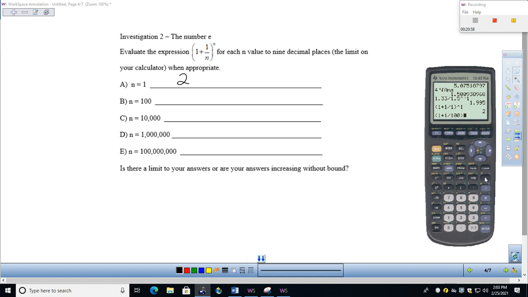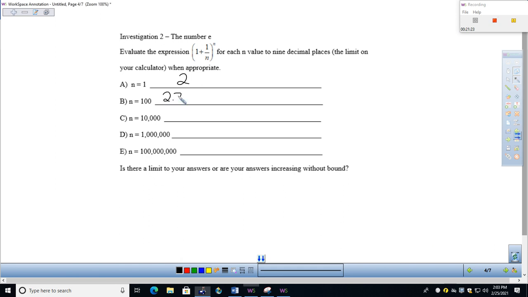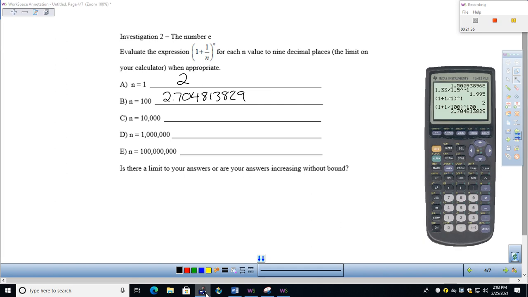close it, raise it to the 100th, and notice, I get something a little bigger. So let's write them all out here, and you'll see why in just a sec, but I've got 2.704813829. Okay, very good. I'm going to do one more. So now I'm going to jump up by another factor of 100 all the way up to 10,000. And 1 plus 1 divided by 10,000.